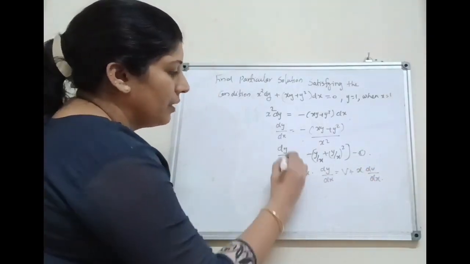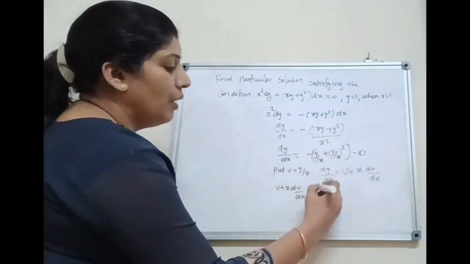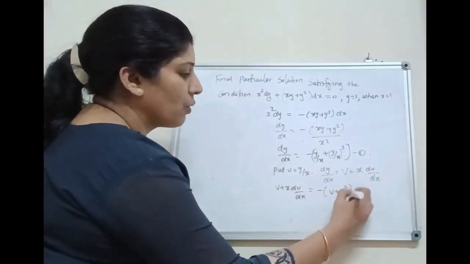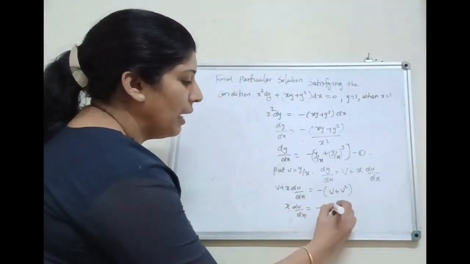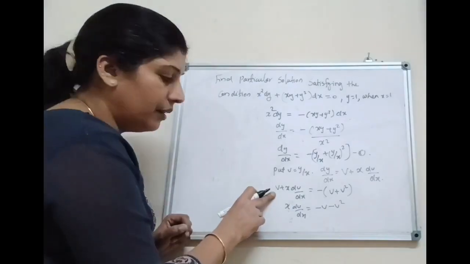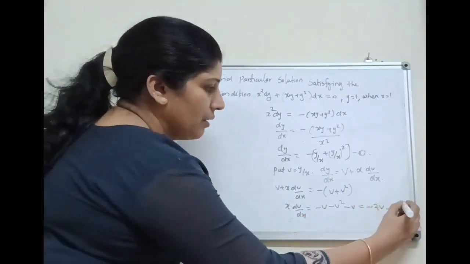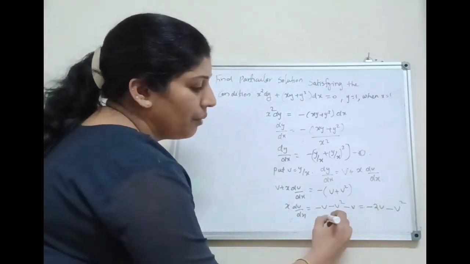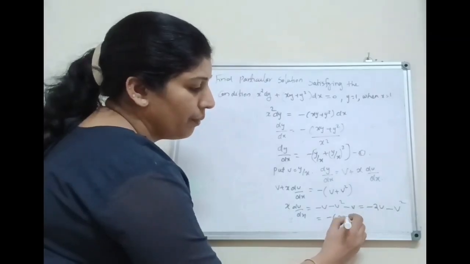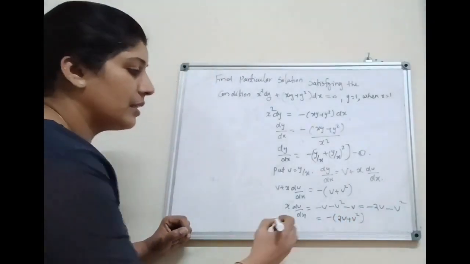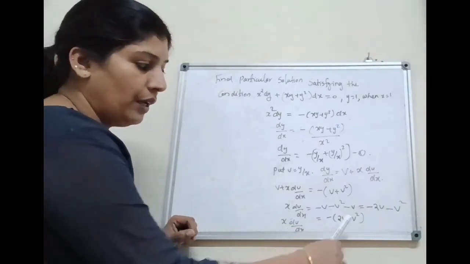Next, substituting here dy by dx equal to v plus x into dv by dx equal to minus of v plus v square. Therefore, x into dv by dx equal to minus v square. Then again, this v will be coming here, that is minus v. That is equal to minus 2v minus v square. That is equal to, taking minus outside, minus of 2v plus v square. That is x into dv by dx equal to minus of 2v plus v square.